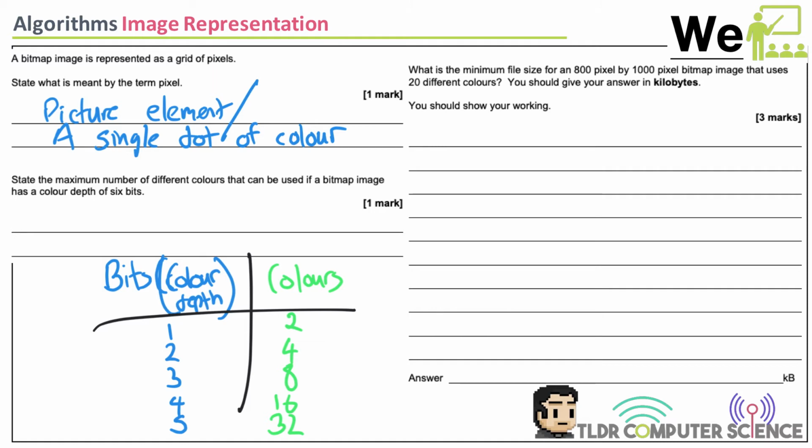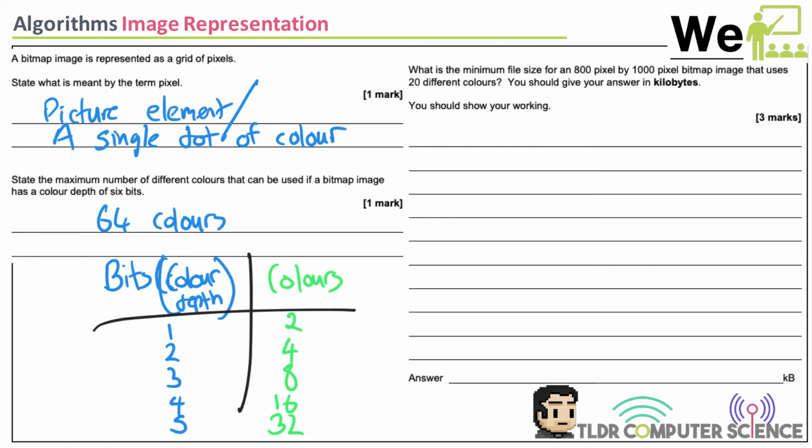So, what is the maximum number of different colors that can be used if a bitmap image has a color depth of 6 bits? Thank you, Rob. Go. I saw that you were paying no attention, so I thought, here's your opportunity. Be a hero, Rob. You are a hero, Rob. 64 colors.